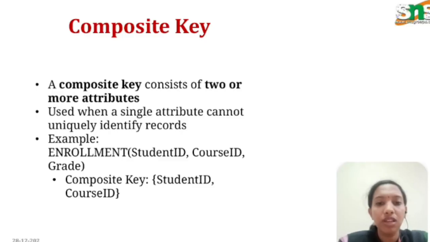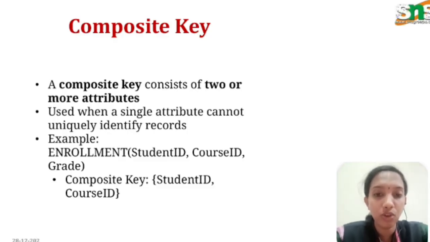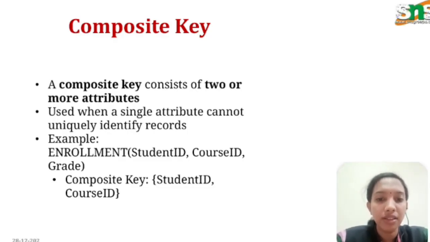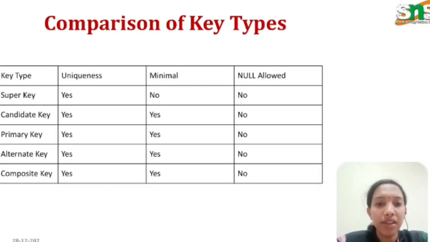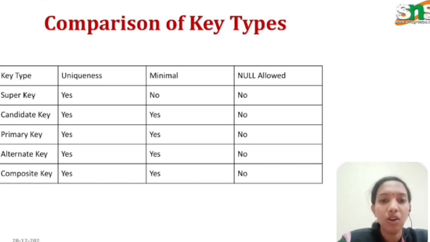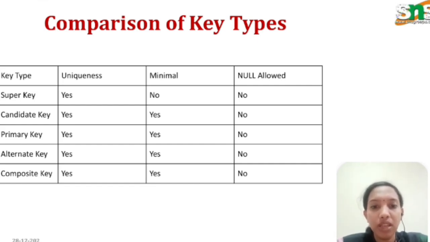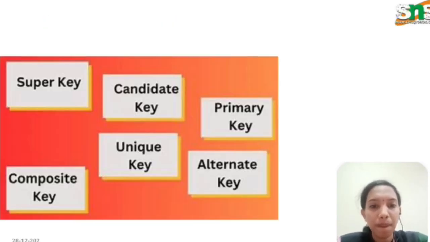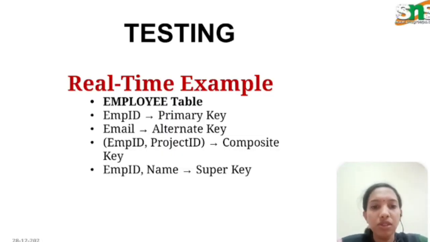Then next is composite key. A composite key consists of two or more attributes, used when a single attribute cannot uniquely identify records. So for example, we consider a table enrollment with student id, course id and grade. The composite key is student id and course id. Then this is a comparison of the key types: super key, candidate key, primary key, alternate key, composite key. So this is one real-time example.